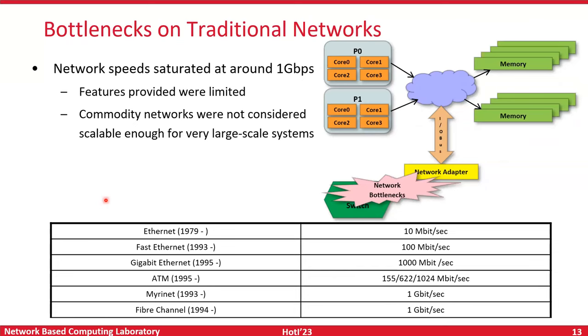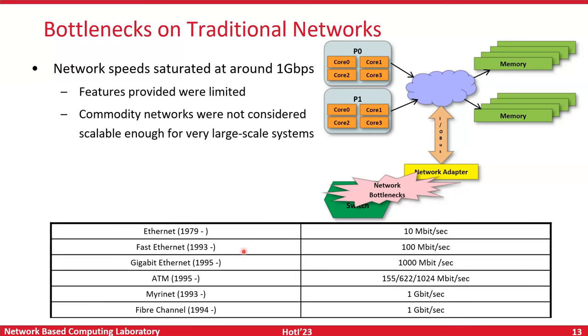So the third one is the network bottlenecks. It doesn't matter how you put together a single node; when it goes outside and you connect a lot of servers, how much effective bandwidth does the network provide? Here we have a small table. Ethernet started in 1979, almost 45 years back. It was only 10 megabits per second, and the world was very happy for 14 years. Nobody wanted faster speed because there were no applications. It was only used by DARPA or some military agencies to send information back and forth.